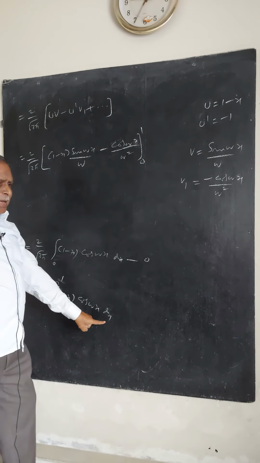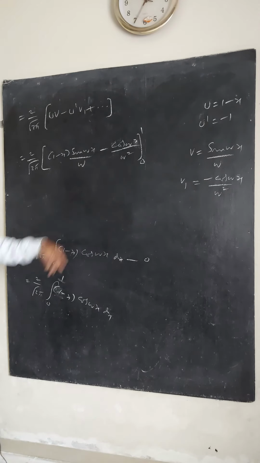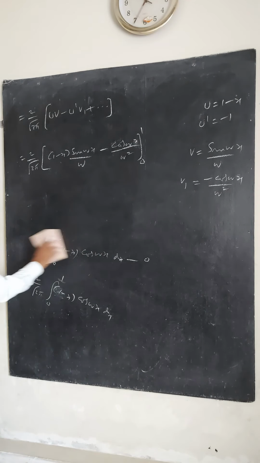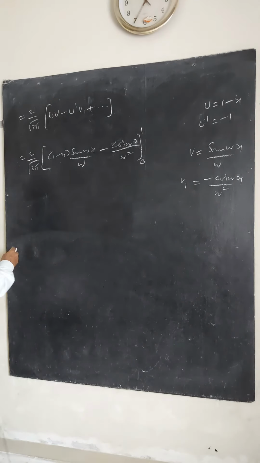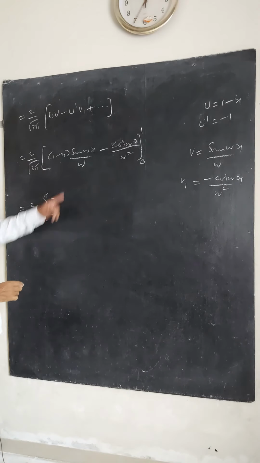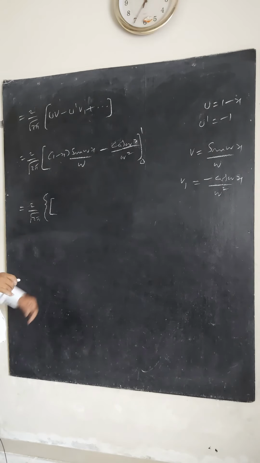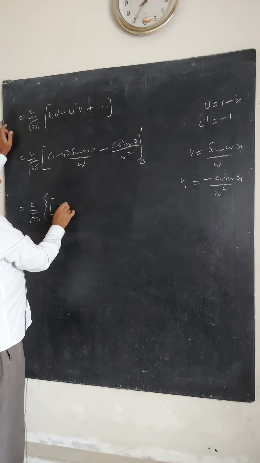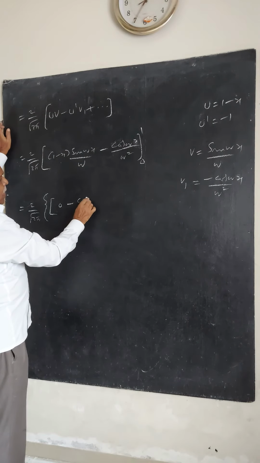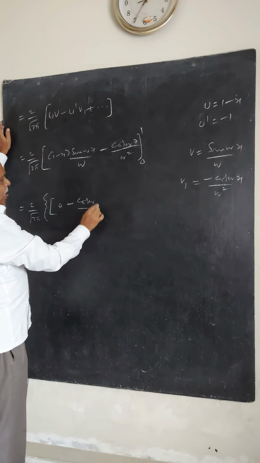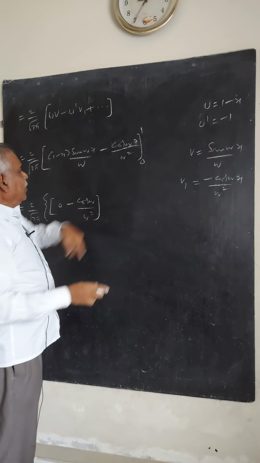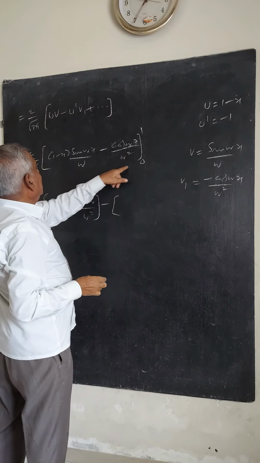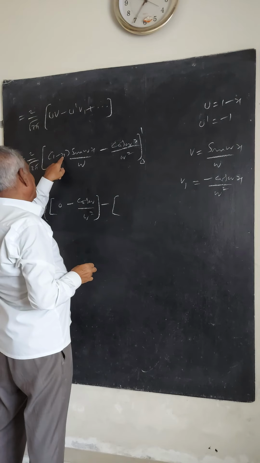We have integrated with respect to x only. 2 by root of 2 pi, curly bracket, putting upper limit 1. We have integrated with respect to x, therefore we are giving upper limit 1 for x only. 1 minus 1 is 0. Minus cos omega by omega square. x is 1, only cos omega. Minus the lower limit 0, whatever x may be, 0.